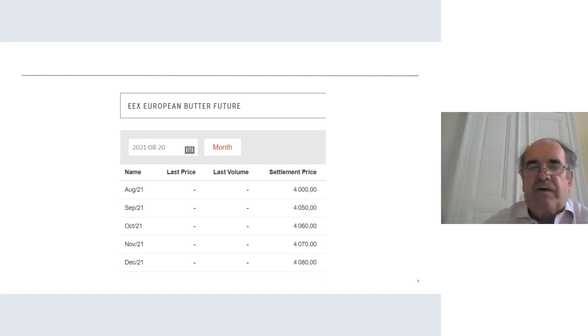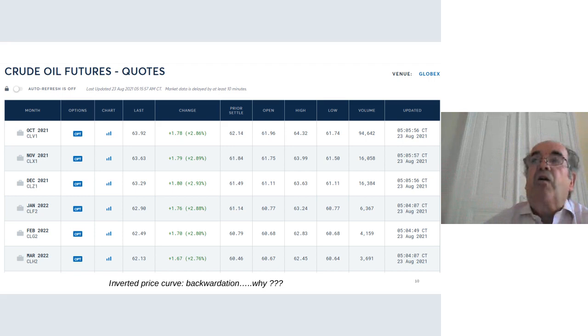That's futures price. What is the settlement price? I will explain after, not immediately. Crude oil futures: I can buy and sell forward oil futures. And as you know, here we have a very strange price curve because it's what we call inverted. The longer is the period, the lower is the price. That's very strange. I will explain after, not today. Just here, we look and we observe, and after we analyze.